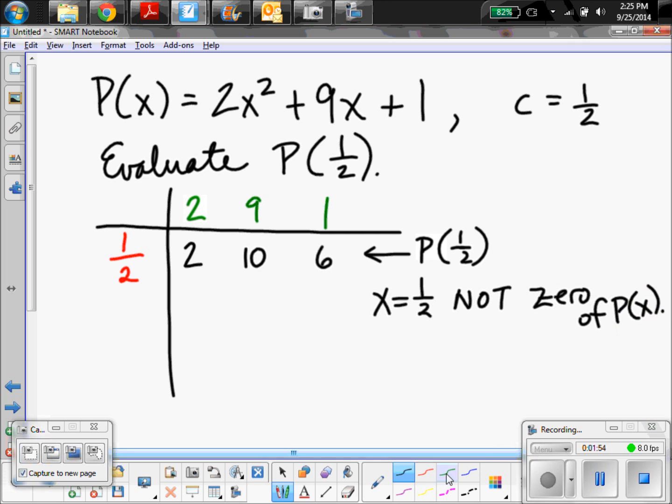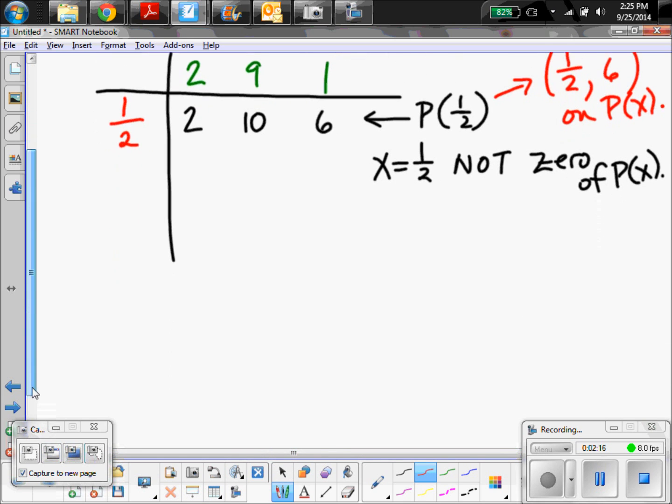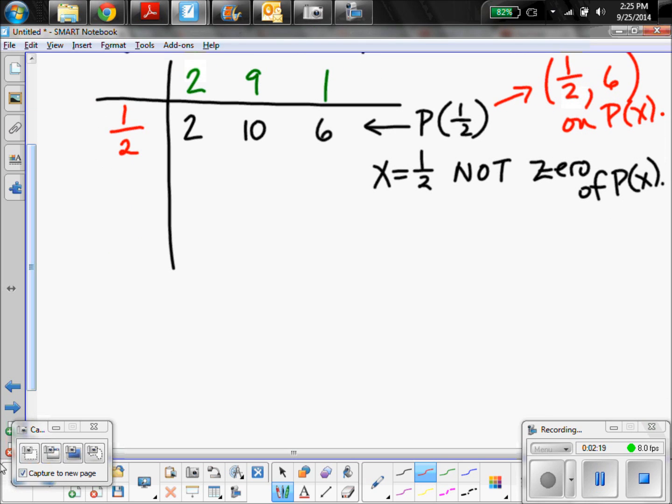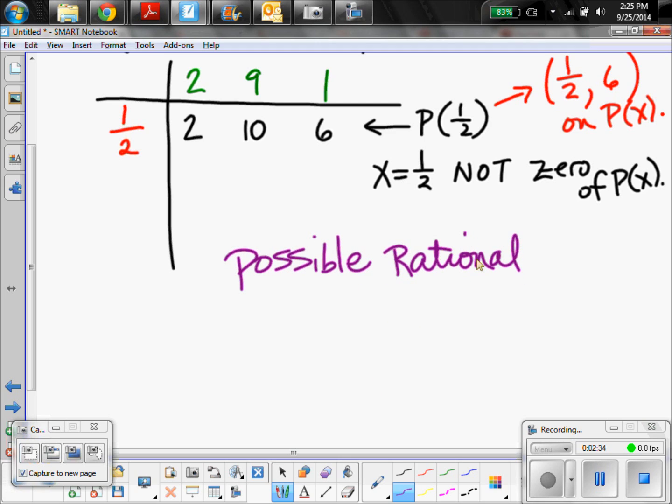But it does actually give us the coordinates of a point on p of x. The point with coordinates 1/2 and 6 is actually on our curve, whatever our curve looks like, which we haven't quite gotten there yet. So you may be asking, well, okay, 1/2 is not a 0, but what is a 0? Well, we also talked about something called the rational zeros theorem, to find what are even the possible numbers that I could use as my c values to find the rational zeros of p.